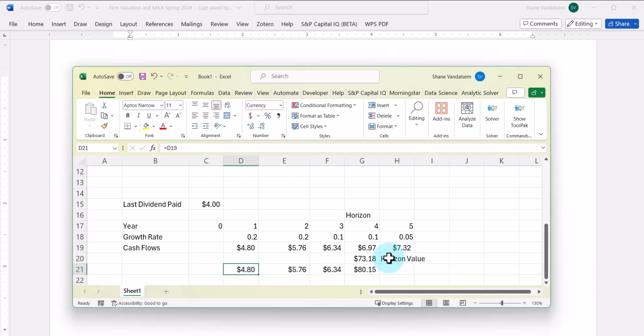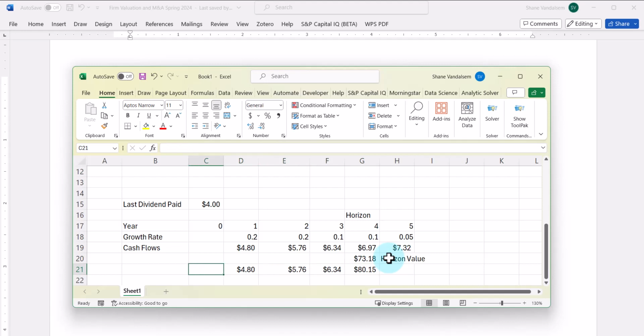So I've got my cash flows here, $4.80 at time 1. That's the dividend I expect to receive. I expect for time 2 or year 2 to receive dividends of $5.76. And then at time 3, I expect to receive dividends of $6.34. At time 4, I expect that the firm's going to pay dividends of $6.97, and then I can sell the stock for $73.18 at that point in time.